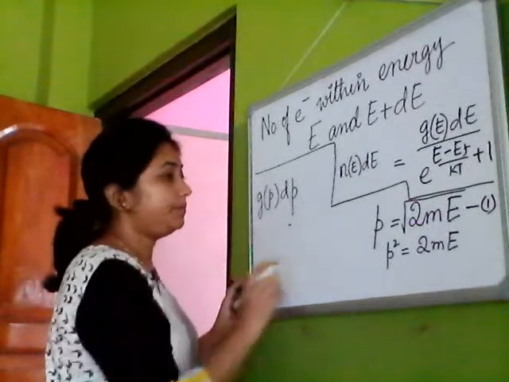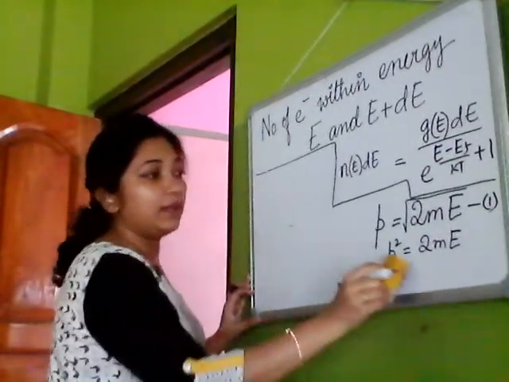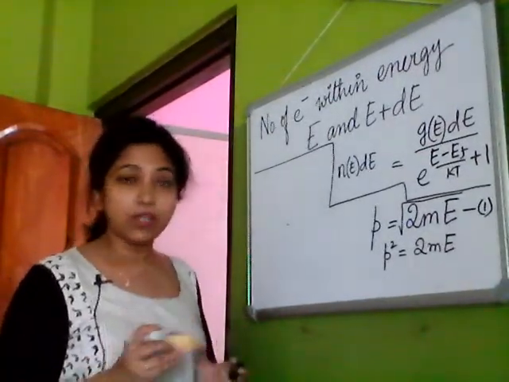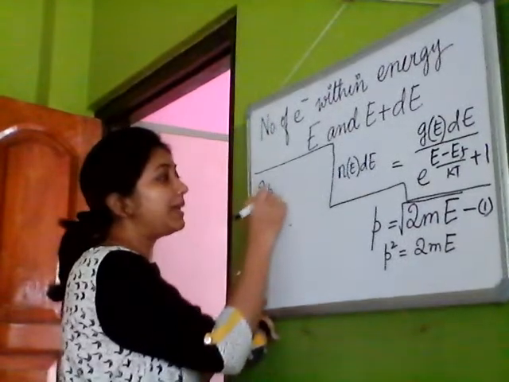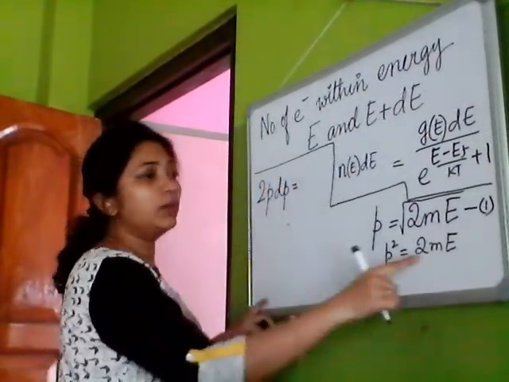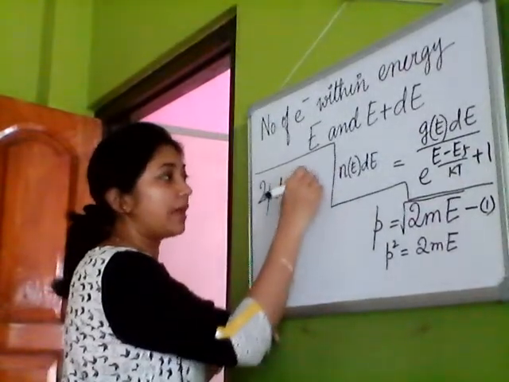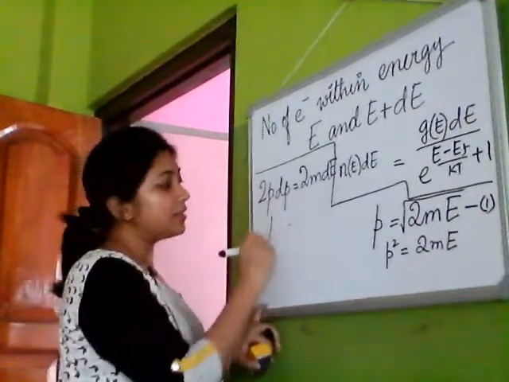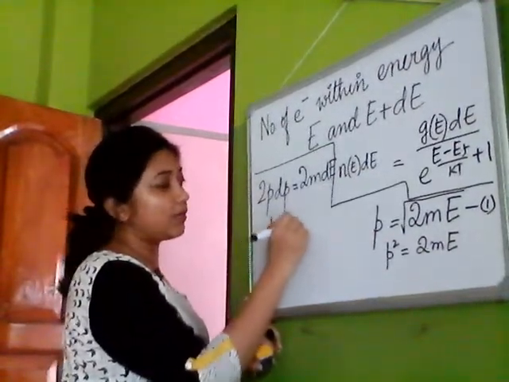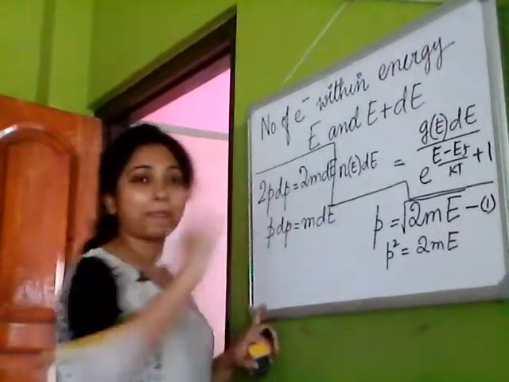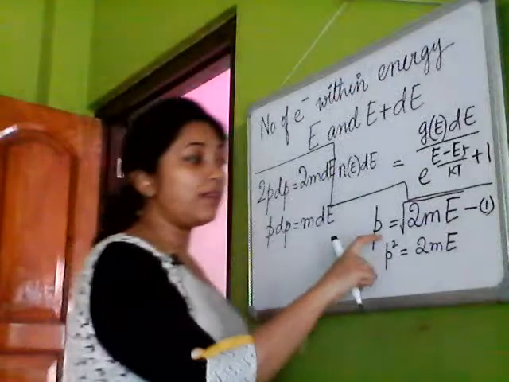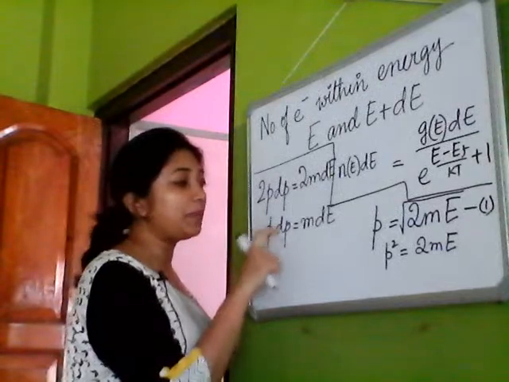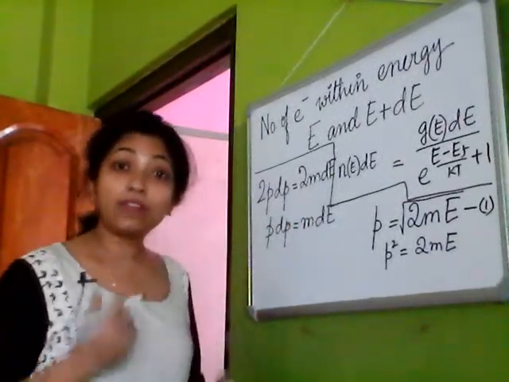Going back to P square is equal to 2mE, what we will now do is differentiate this on both sides. So what will I get? I will get 2P dP is equal to, m is a constant, so it gives me 2m dE. Correct? 2 gets cancelled, so I have P dP is equal to m dE. So I have the individual value of P as under root 2mE, and I also know that the value of P dP is m dE.